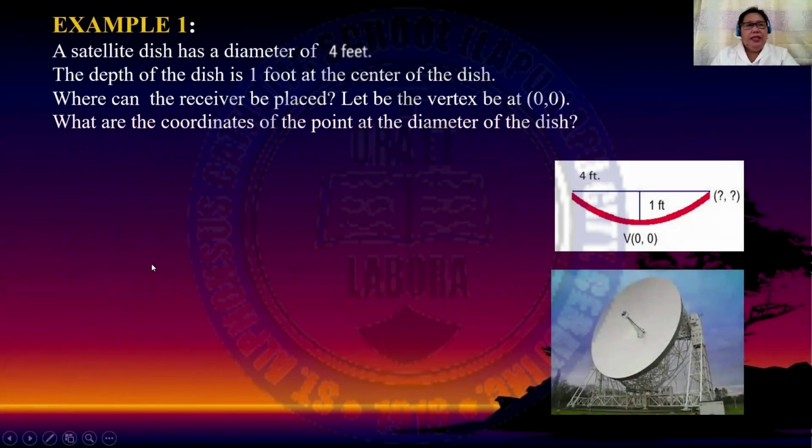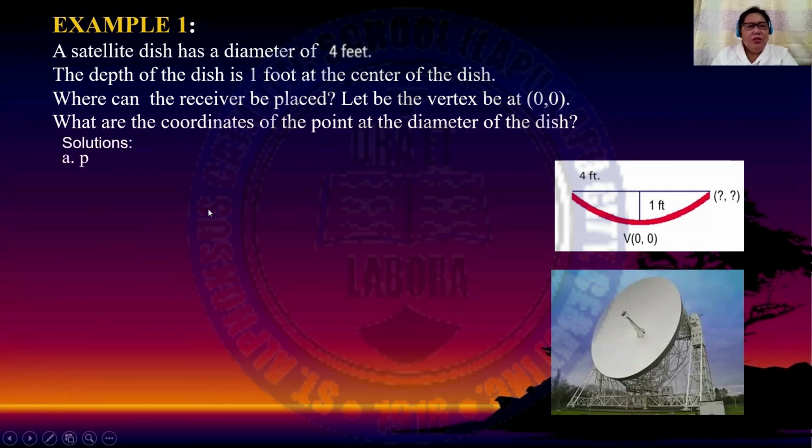For example, a satellite dish has a diameter of 4 feet. The depth of the dish is 1 foot at the center of the dish. Where can the receiver be placed? Let the vertex be at 0, 0. And what are the coordinates of the point at the diameter of the dish? This is the figure. So this is the vertex, 0, 0. From here to here, that's 1 foot. And we are asked for the coordinates of the endpoints, and we need to find the focus.